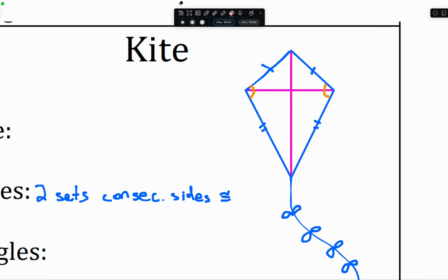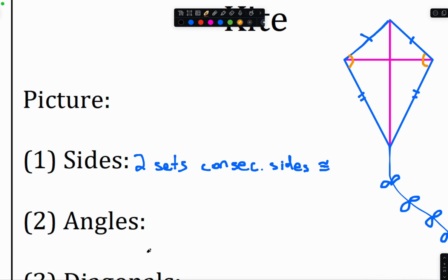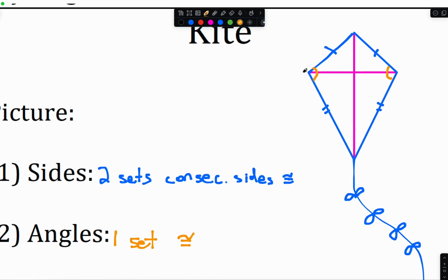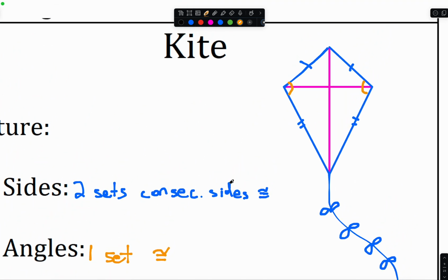So just one set of angles are congruent. I'm just going to say one set of congruent angles. And you can say that they're the left and the right set, but sometimes your kite might be lying on its side. So not necessarily the left and the right always, but in this case it's the left and the right. And then the diagonals.